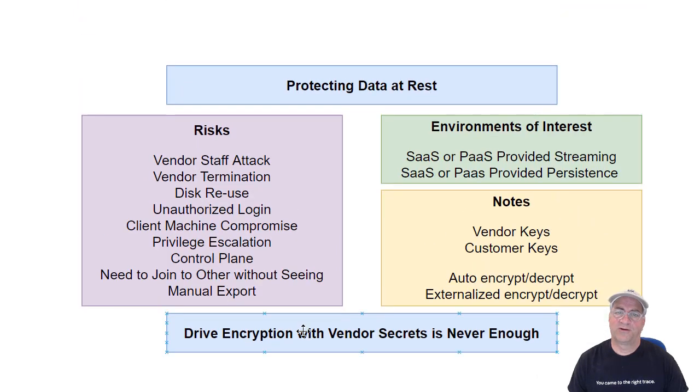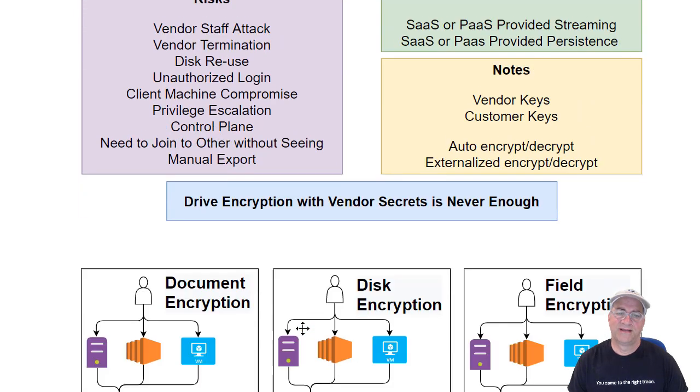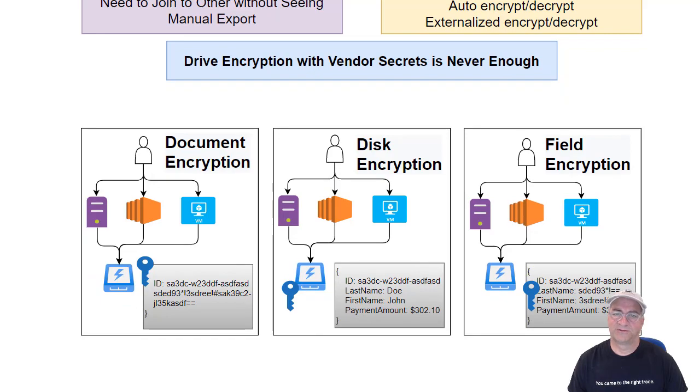Basically, figure out how you want to protect your data at rest, and then decide which of the three most common encryption approaches, or combination of them, you want to use.